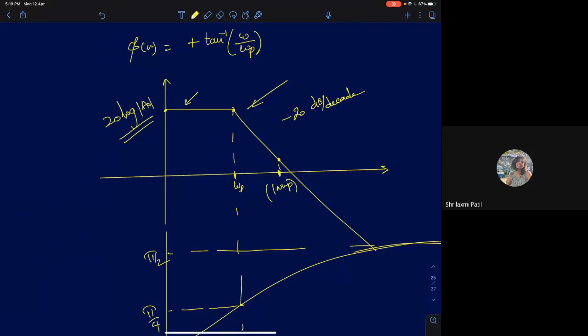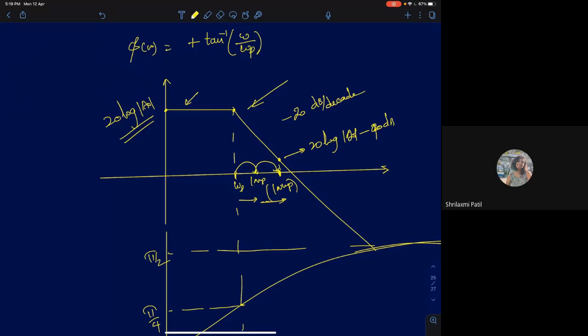Using the straight line graph, what can we say? It will be 20 log of mod A0 minus 20 decibels per decade. So if I move from ωp to 10 ωp, it would have decreased by 20 decibels. If I move from 10 ωp to another 100 ωp, that's 2 decades. I've traveled 2 decades, so that will be minus 40 decibels. 20 plus 20, 40 decibels. That's it. So this is one very useful thing about Bode plots.